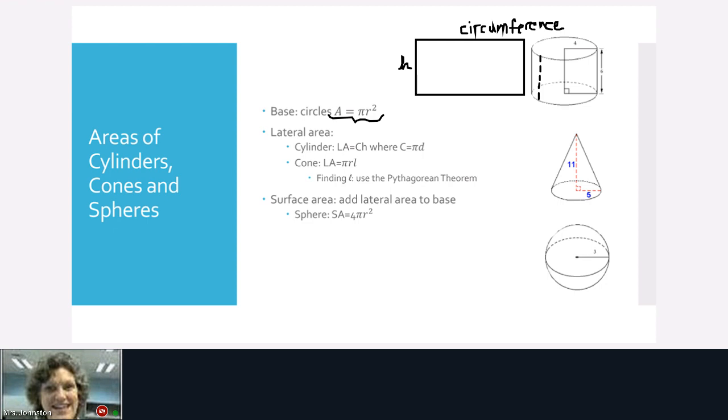Now, this one says that the radius is 4. I happen to know that a circumference is 2 times the radius times pi. That means it's 2 times 4, or 8 pi. If that's 8 pi, then this length of the label is 8 pi. The height is measured as 6, and so the area is 6 times 8 pi, or 48 pi.